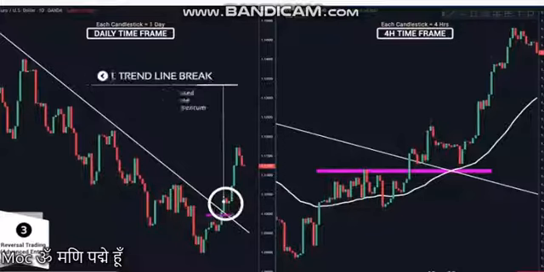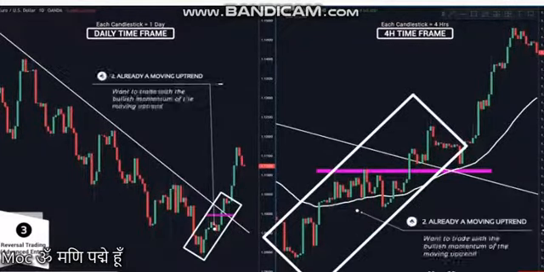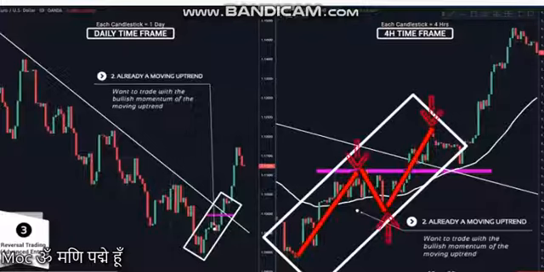1. On the daily time frame, we noticed that price broke through the long-term trend line and had a candle close outside of the long-term trend line to give us our short-term bullish directional bias. 2. This here is already a current moving uptrend, as price is making higher highs and higher lows, and we want to be trading with the uptrend momentum.